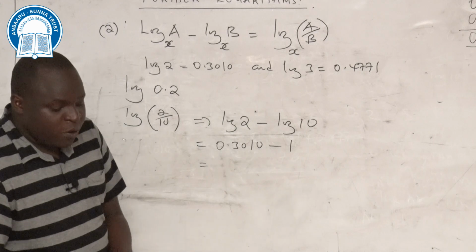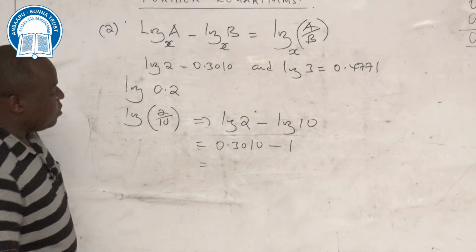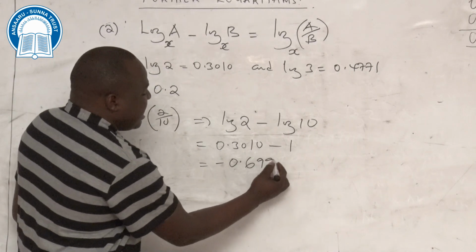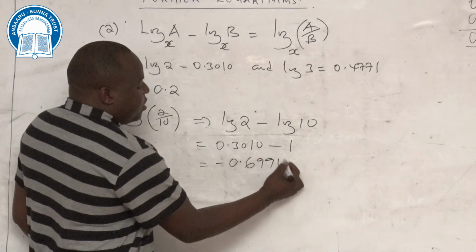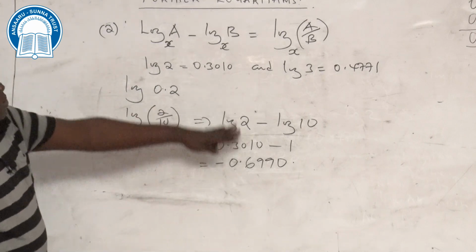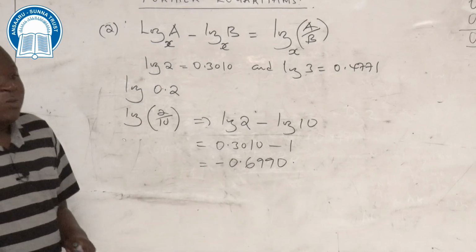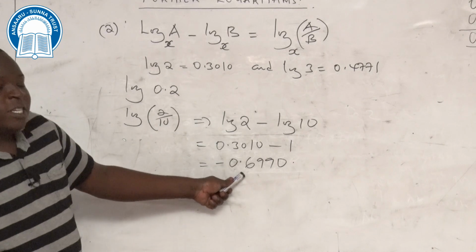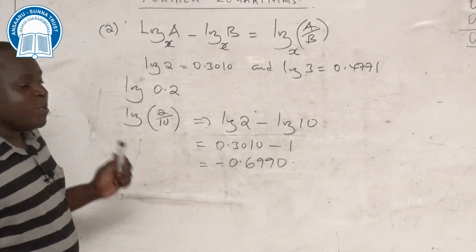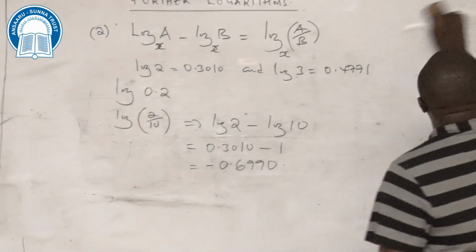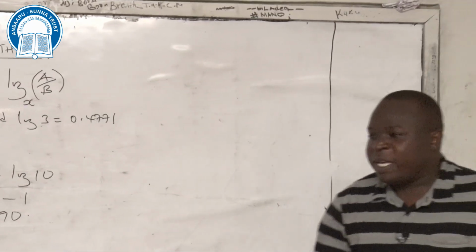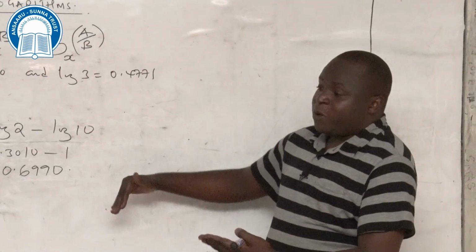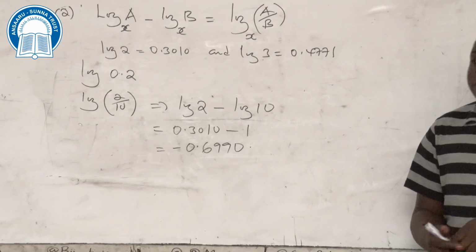0.3010 minus 1. And actually if you subtract these values, you'll get negative 0.6990. Now this is where I want to explain, and I want you to listen well. If you're going to do this question and give this as your answer, you're definitely wrong. So listen to this part very carefully so that you don't make that mistake in an exam. Based on what I had explained before, maybe some people would think doing this then getting this is correct, but it's wrong.